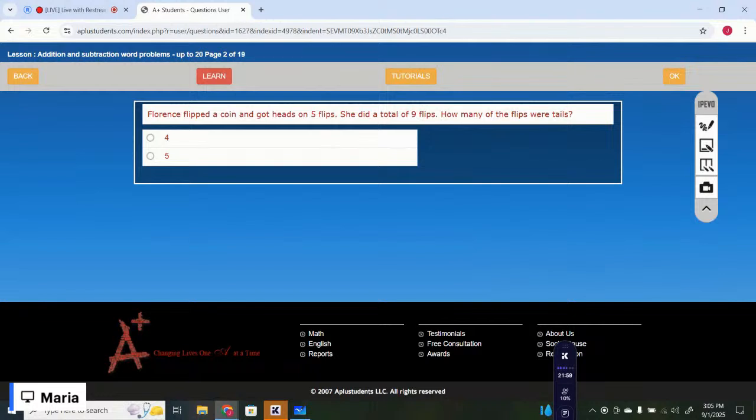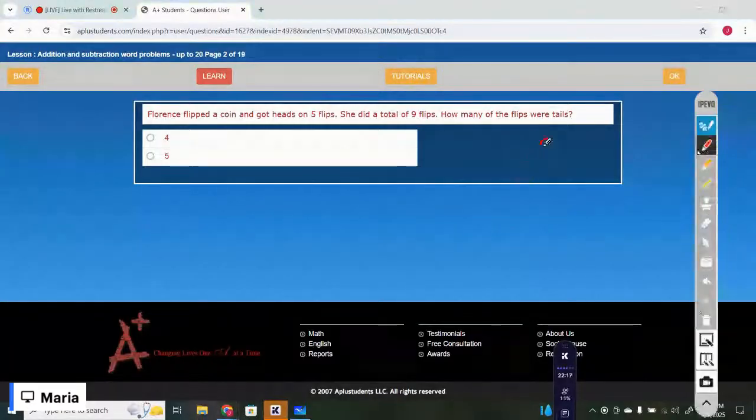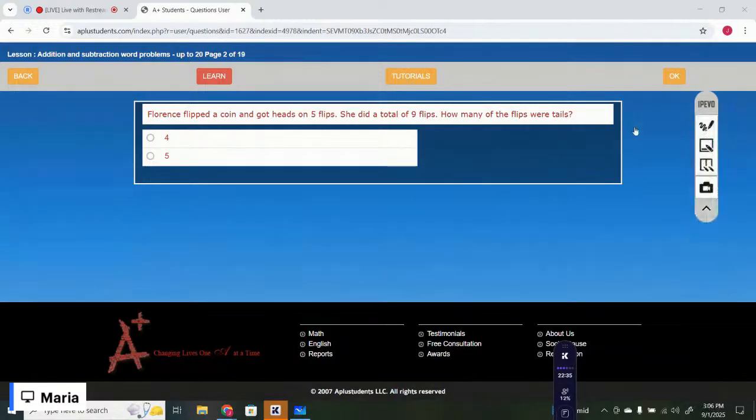Florence flipped a coin and got heads on 5 flips. She flipped 9 times. How many of the flips were tails? So you have to do 8 take away 5. Sorry, 9, because the total flips she did is 9. 5 of them were heads. You need to count the ones that were tails. So 9 take away 5 is 4. Option number 1 is the correct option.